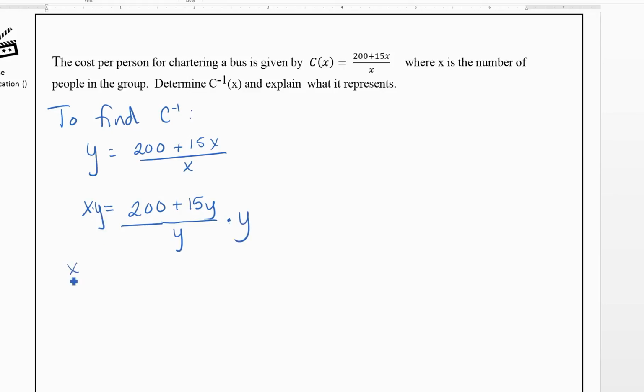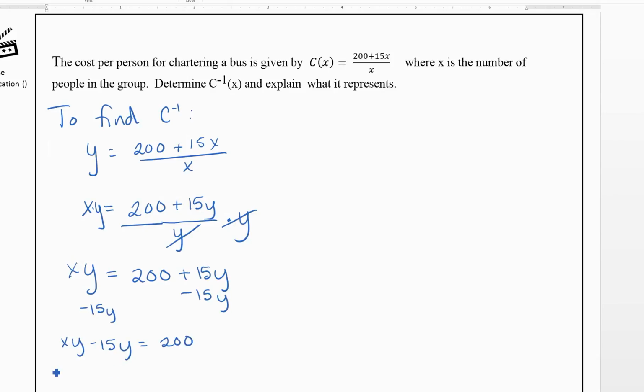So I'll have xy, the y's cancel out here, equals 200 plus 15y. Now I need to get all the terms with a y in them on one side. So I'm going to subtract 15y from both sides. So xy minus 15y equals 200. And now that both terms on the left-hand side have a y, I can factor out a y and say y times (x minus 15) equals 200.